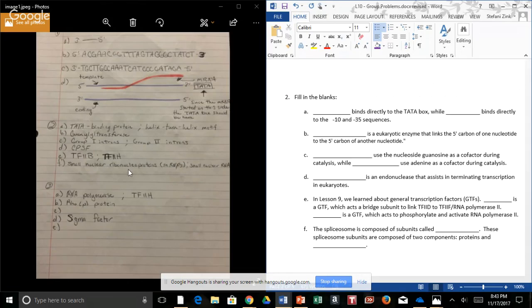The small nuclear ribonucleoproteins, or snRNPs, are the subunits that make up the spliceosome. And the spliceosome is composed of proteins and small nuclear RNAs.